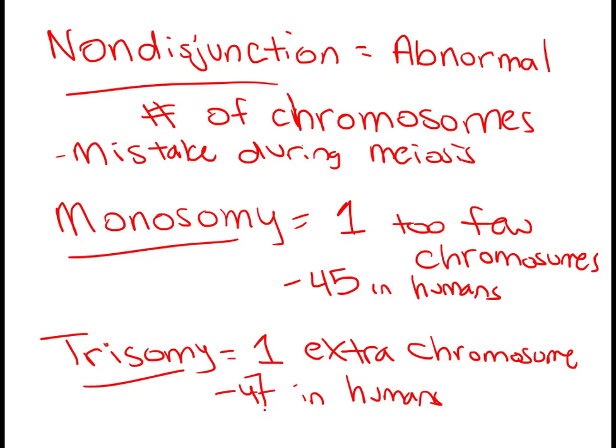Most of the time, if this happens, the zygote will not be able to survive. Like the embryo would not make it. If there's something this wrong, the baby will not make it to birth because it's just not normal. It's a defect and it cannot develop properly. But there are a few exceptions of cases where, when there is an extra or too few chromosomes, the baby is born. And typically, it leads to some secondary defect. I'll give you an example.